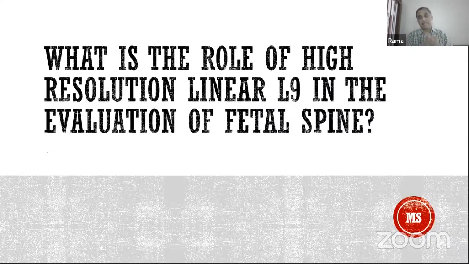And as I said, if it comes to that, you might even use a transvaginal approach, provided the sacrum is close to the internal os. Yes, Dr. Meenu. Thank you, sir.